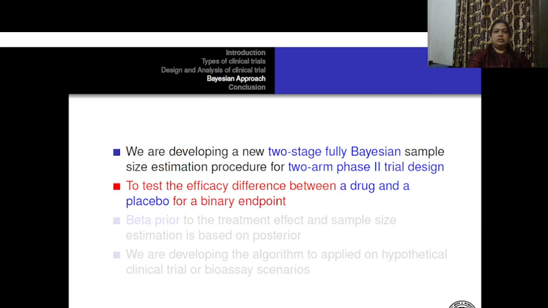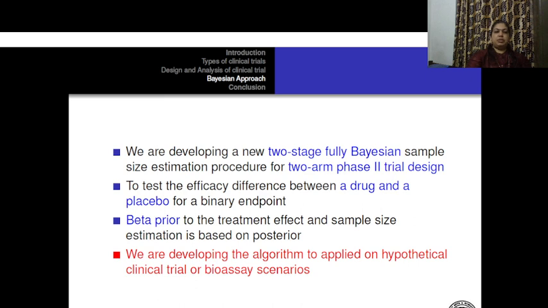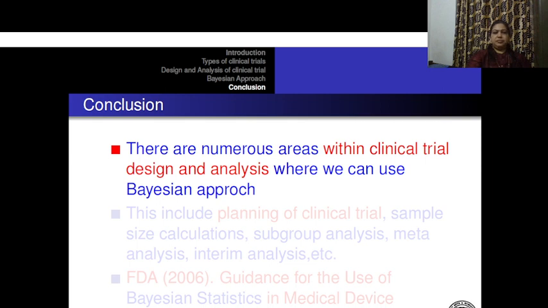We also consider developing a new two-stage fully Bayesian sample size estimation procedure for phase 2 trial design to test the efficacy difference between a drug and a placebo for a binary endpoint. A beta prior is placed on the treatment effect and sample size estimation is based on the posterior. We are developing the algorithm to be applied on hypothetical clinical data or bioassay criteria. We used our program for the simulation studies and to analyze the data set.